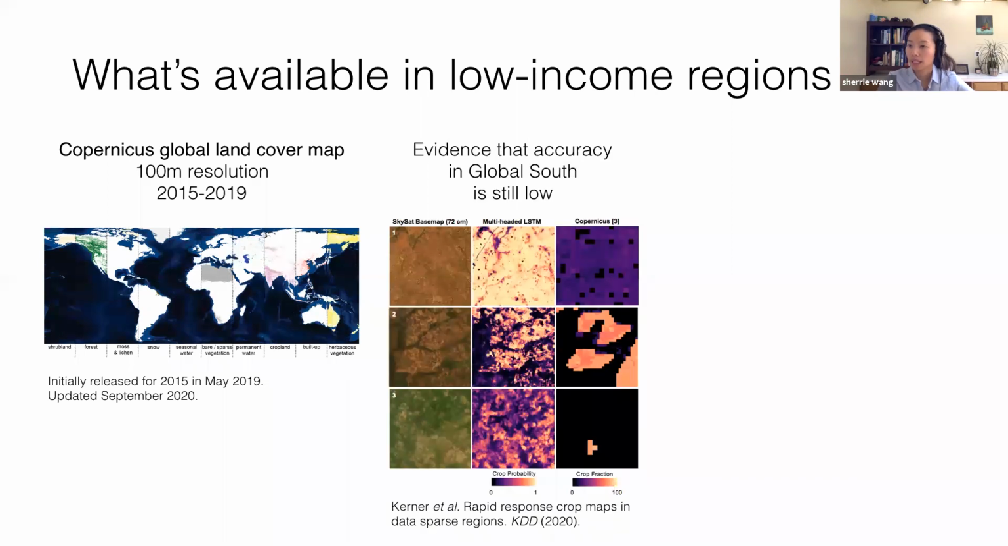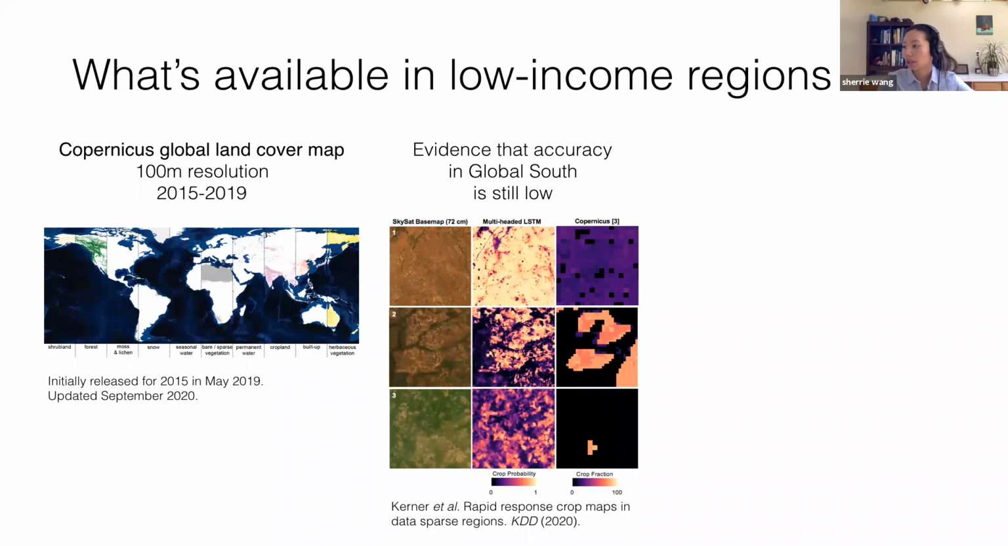But even for a data set like this, there's evidence to show that the accuracy in a lot of countries in the global south is still low. So this is a work out of the University of Maryland, where they were doing rapid response crop maps in Togo, in this case, to help the government direct COVID aid.